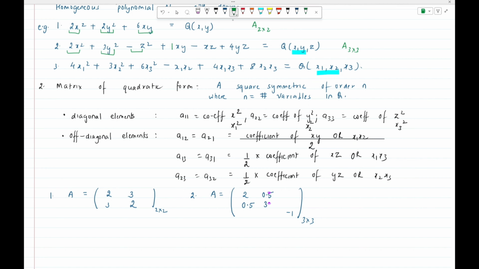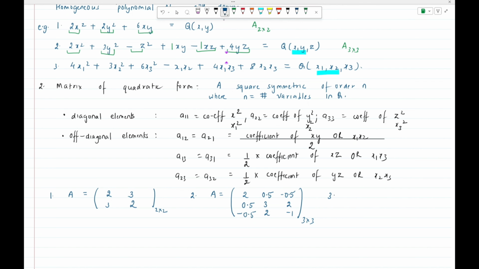Then moving on to the next element, again you can see it is -1 xz. It is associated with the first and third variable. And since it's -1, splitting it into two halves is going to give us -0.5 over here. And again, owing to the symmetry, we have a -0.5 at A13. Now moving on to the next element. The next element is 4yz. It is associated with the second and the third variable. Splitting it into halves, we are going to get 2 and 2.